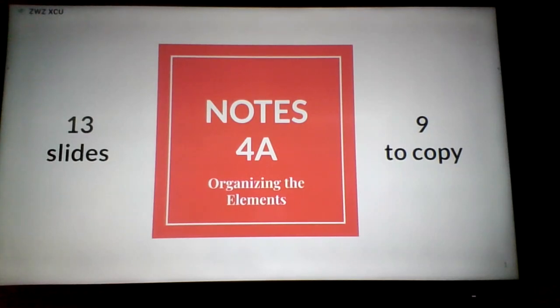We will now continue our study of the atoms, which will lead us into beginning the understanding of the periodic table of the elements, section 4A, organizing the elements. Here we go.